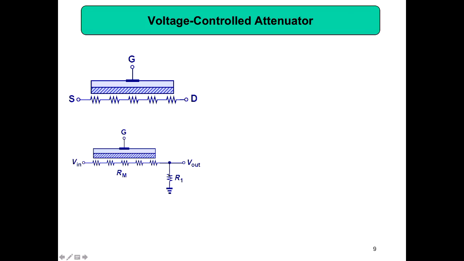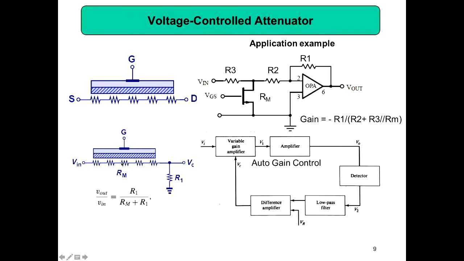So we need to connect another resistance to make use of this variable resistance. When you have V in, then your V out: V out by V in equals R1 by Rm plus R1. Then when you have different gate voltages, you can vary this resistance. Then the application: the best application is in auto gain control.